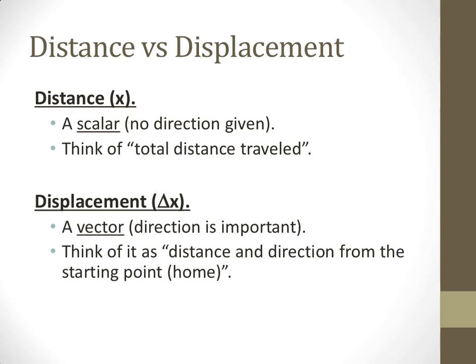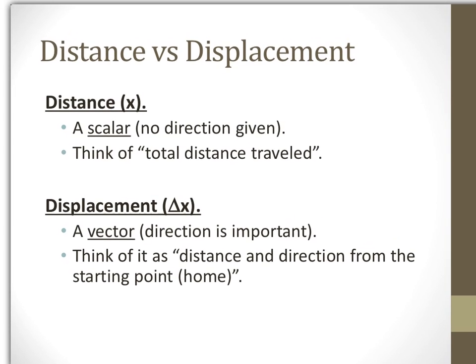Okay, now that we've talked about scalars and vectors, it's time to start getting into some specific examples of each. The first we'll introduce you to is distance versus displacement. Distance, you've probably talked about this before when you say it takes 30 miles to get to whatever place. So distance, you're familiar with measuring it in length. The SI unit for distance is going to be meters, but it could be measured in centimeters, feet, miles, kilometers, whatever.